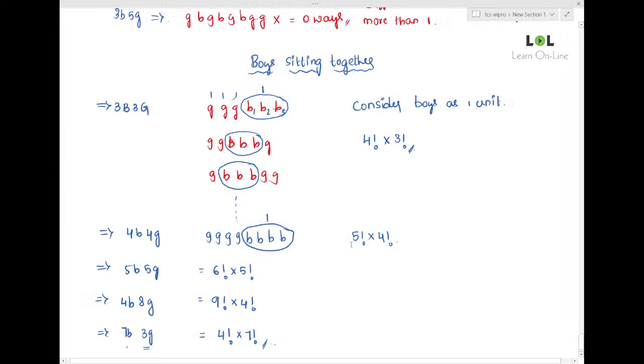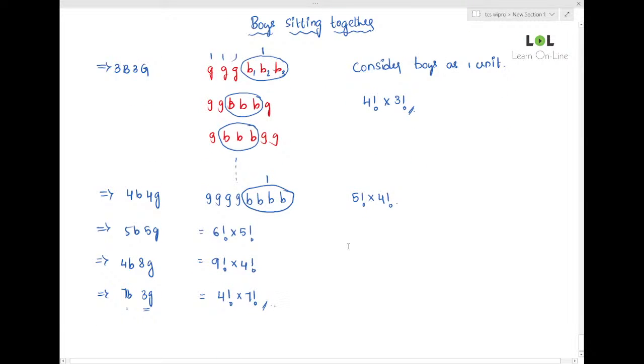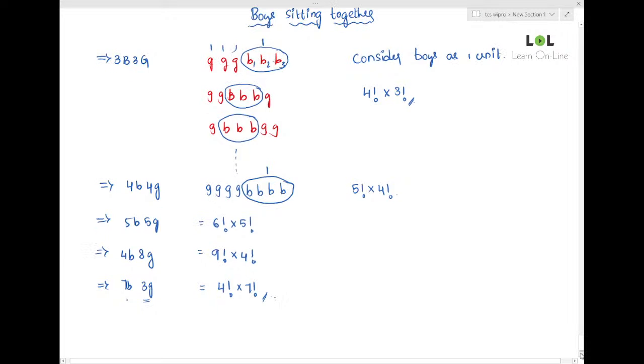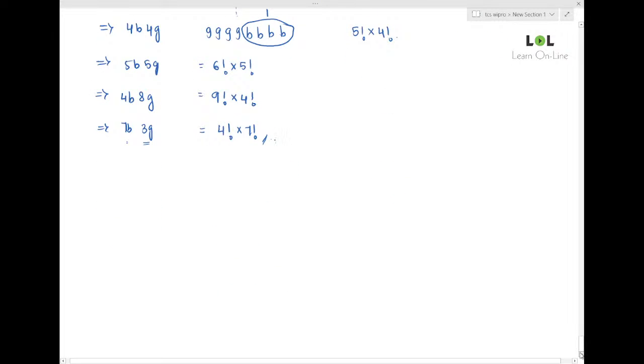Am I clear with this concept? Am I clear with this? All boys sitting together. Did you understand? Shall we go to the next type? Yes? Okay. So next concept in the same arranging people.